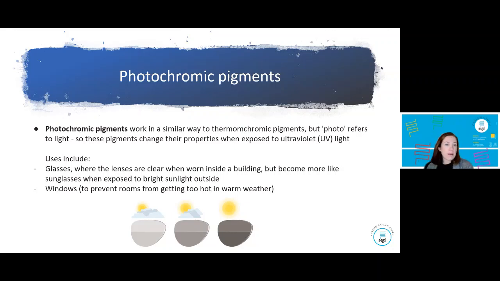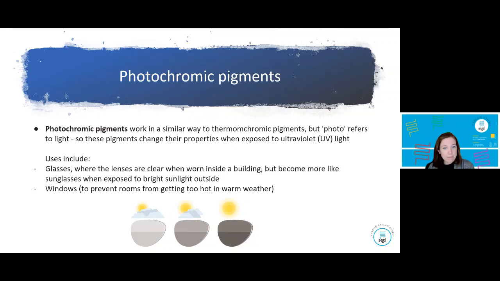Very useful to have these pigments. Their applications are also useful. So let's have a look at what they'd be used in. Glasses, right, possibly the most common use for photochromic pigments, in fact.